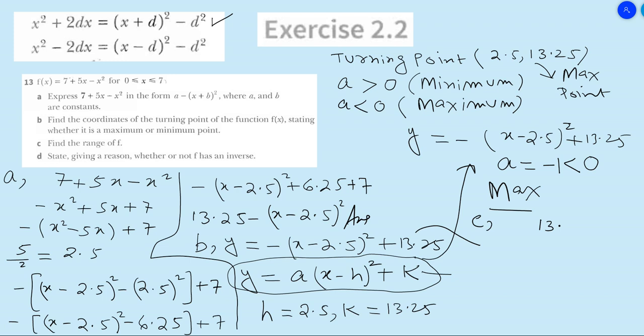But in the function, the maximum value of y, or the maximum value of the function, I am writing: maximum value of f(x) is 13.25. Because if you put any value of x in the function, you always find a value which is 13.25 or less than 13.25. So this is the maximum value. How to find the minimum value?